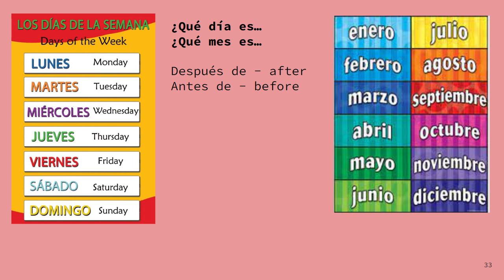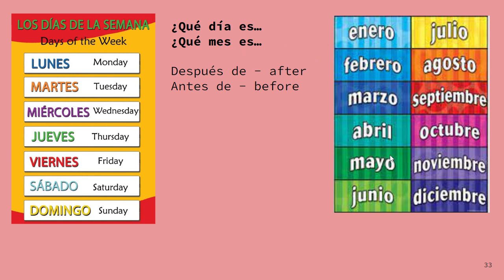¿Qué día es después de martes? Es miércoles. Muy bien. ¿Qué día es después de sábado? Es domingo. ¿Qué día es antes de viernes? Es jueves. Jueves is before viernes. And the last one, ¿qué día es antes de martes? Lunes. All right, let's try the mes.